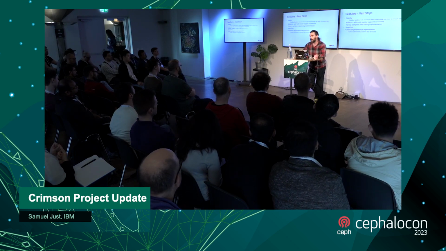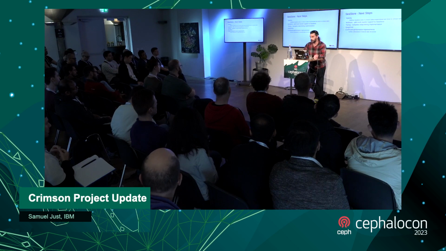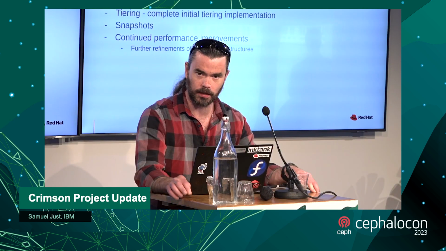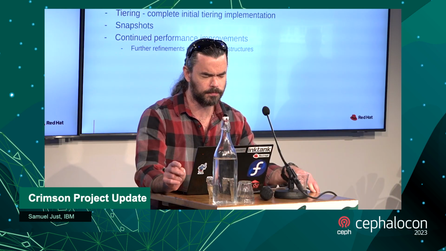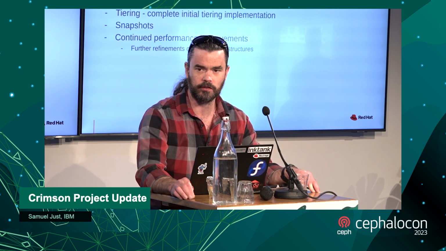So with FileStore, the only thing you could put on the faster device, if I recall correctly, was the journal. These days, BlueStore can put the write-ahead log and also the BlueFS partitions. Anyone who knows more about BlueStore than me, feel free to correct me. SeaStore is much less opinionated. It really doesn't care where the extents are.